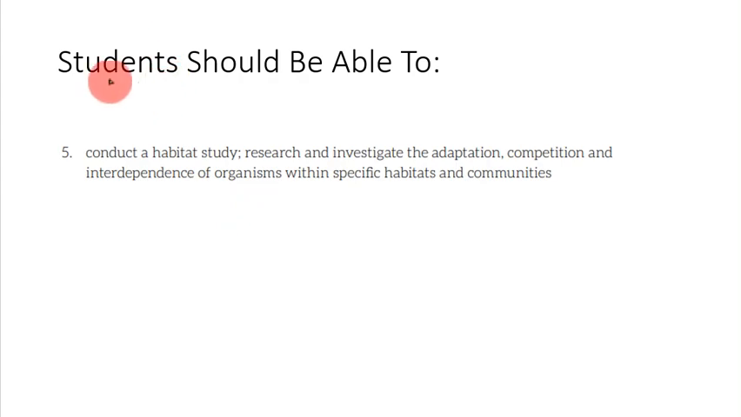So the aim in this section is that students should be able to conduct a habitat study, research and investigate the adaptations, competition, and interdependence of organisms within specific habitats and communities. We're going to look at each of these terms and talk about what they mean and what is meant by conducting a habitat study.